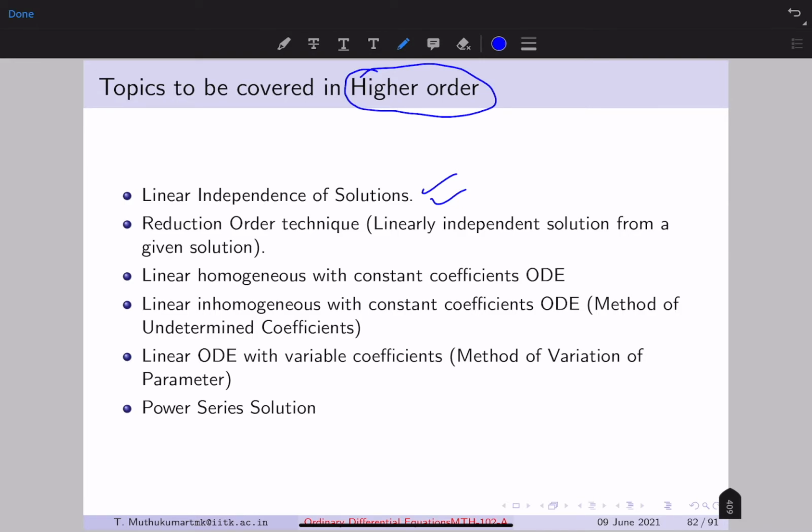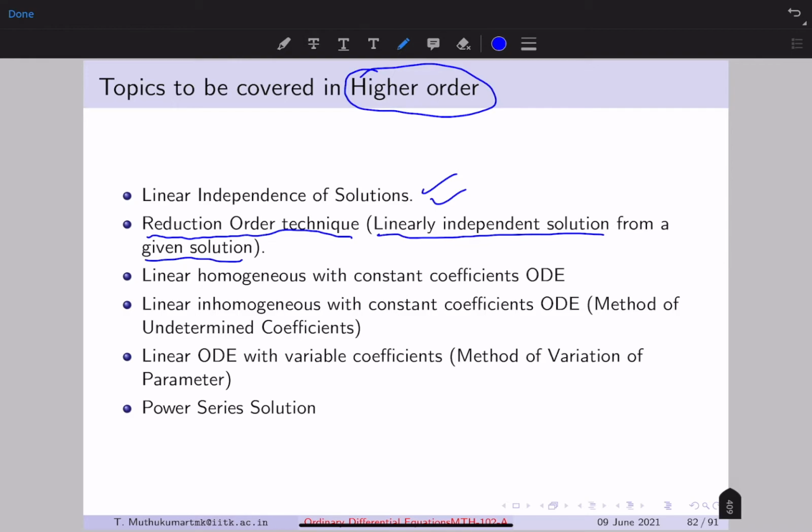And then we will introduce this reduction of order technique, okay, which is a technique from where, given a solution, you can compute a linearly independent solution. Okay, this is a technique to construct or find a linearly independent solution from a known solution.